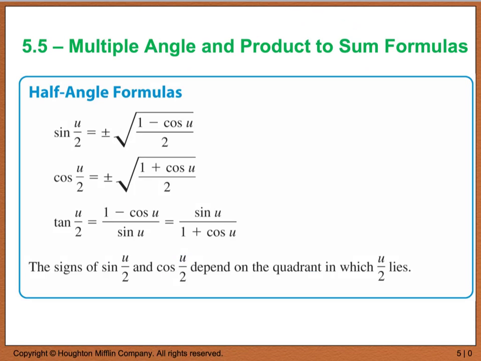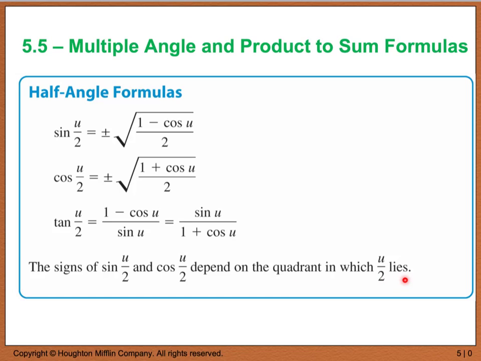The next set of formulas that we will be given are called half angle formulas. And a half angle is just that, where the angle is being divided by half. And you can read through these. You'll see that you're going to have plus or minus the square root of 1 minus cosine divided by 2. Cosine is going to give you 1 plus cosine divided by 2. And tangent is going to give you either 1 minus cosine divided by sine or sine divided by 1 plus cosine. Now, for sine and cosine, they give you plus or minus. The plus or minus is going to depend on the quadrant in which the angle lies.